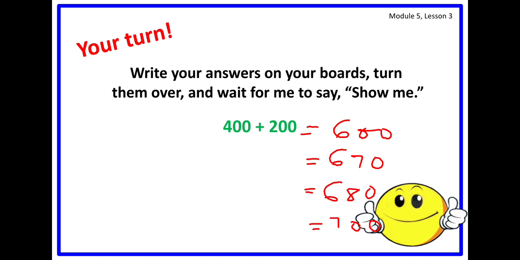400 plus 200 is 600. 470 plus 200 is 670. 470 plus 210 is 680. Lastly, 470 plus 230 is 700.